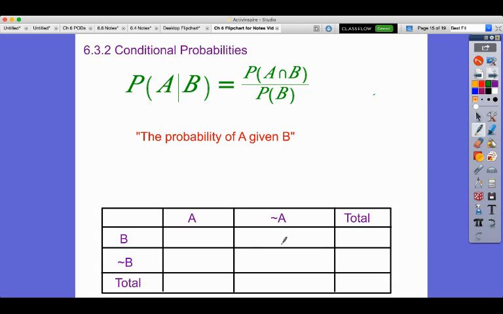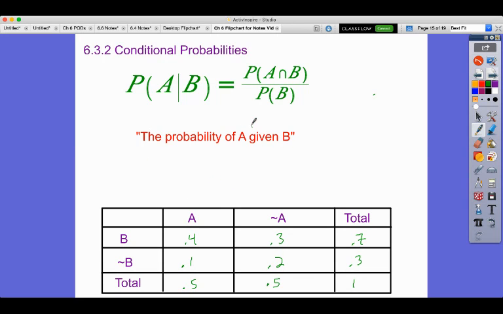So the probability of A given B, let's just make up some probabilities here. The probability that A and B both happen is 0.4, and we'll make this 0.3, so this is a total of 0.7, and this must be 0.3, and we get a 1, and let's make this 0.1 and 0.2. So there's 0.5, 0.5.